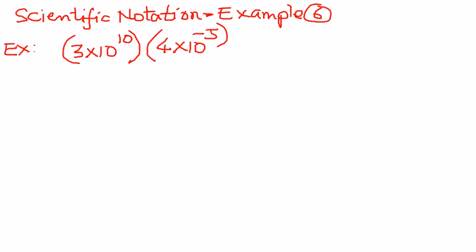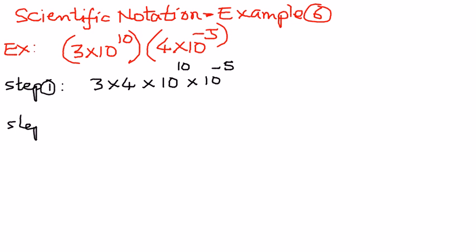So the way we want to simplify this is as follows. Step number 1, we can multiply the numbers. We multiply 3 times 4, and then we can write those exponential terms together, 10 to the power of 10 and then 10 to the power of -5. The reason I did this is because it'll make it a lot easier for us to simplify. In step number 2, we'll simplify the process, and then the way to simplify it is as follows.